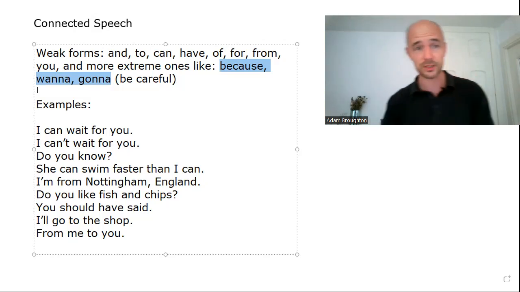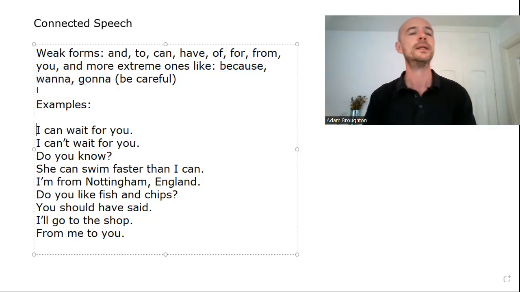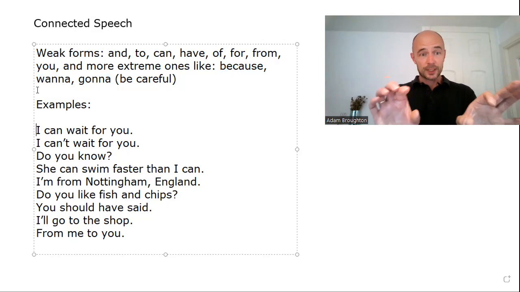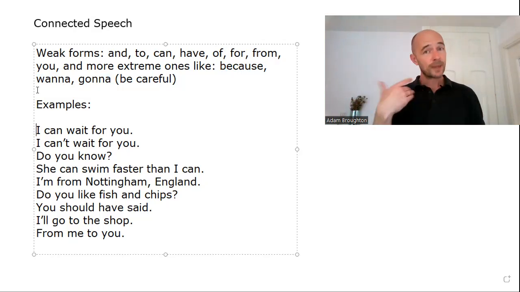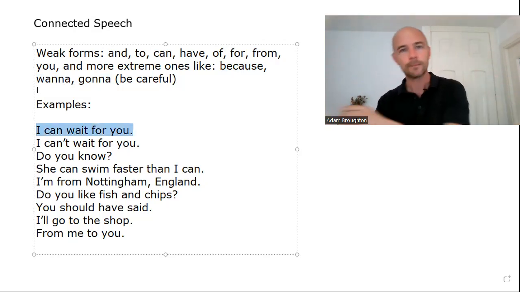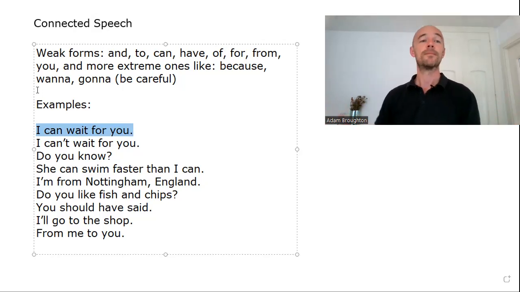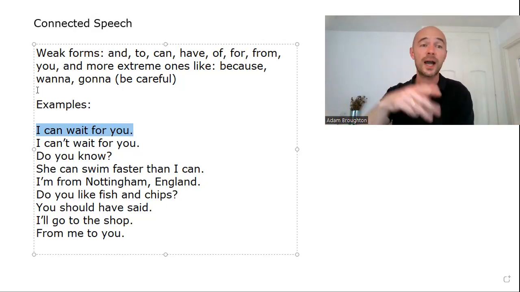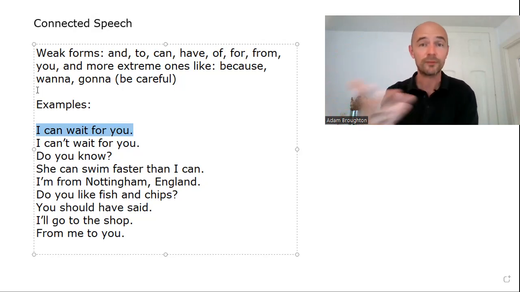So let's have a look at some examples then and see what happens when we put these basic words inside a sentence, how are they pronounced? So we saw this before. We don't say, I can wait for you. I can wait for you sounds very strange. So I can tends to be pronounced I can. I can wait for you.